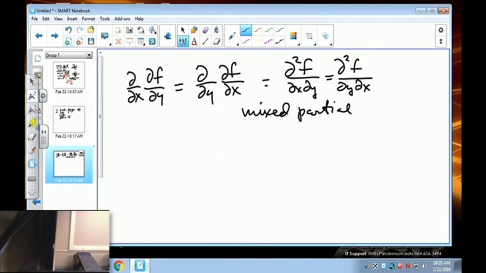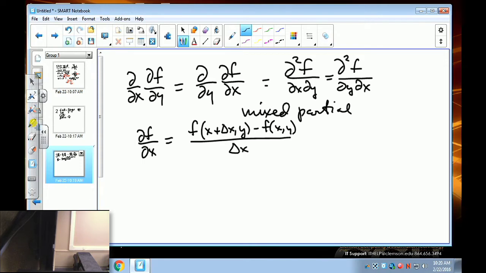And it turns out that the order of differentiation doesn't matter. And it's easy to see that. For example, the partial derivative of f with respect to x, we would start by taking this difference and dividing by delta x. And then we'll eventually take the limit, but let's hold off on doing the limit first.